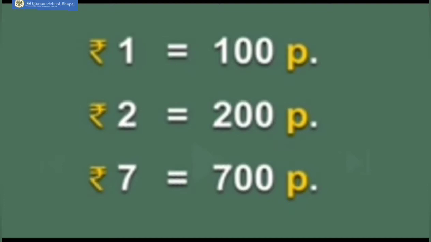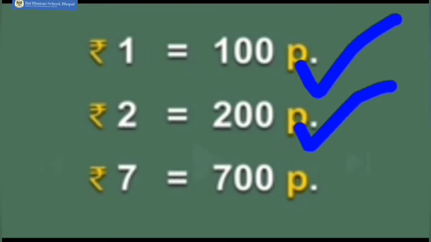The value of 1 rupee is 100 paisa. Rupee 2 is equal to 200 paisa. Similarly, rupee 7 will be equal to 700 paisa. Let us find out how.